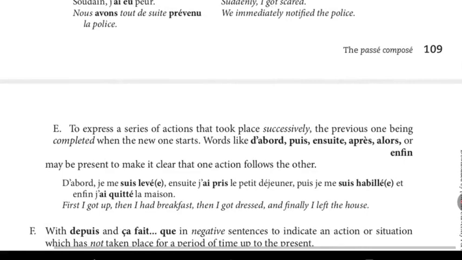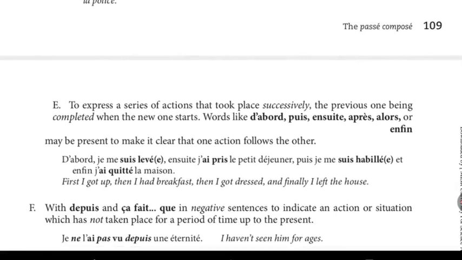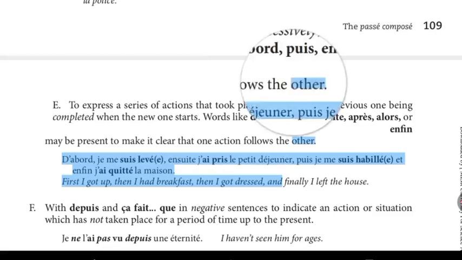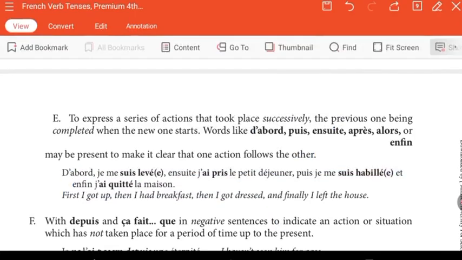And of course, at times you have a series of things happening, like what I do in the morning. Okay, I wake up in the morning, je me suis levé, je me suis lavé, et puis je me suis brossé les dents, et après, so we have words like d'abord, puis, ensuite, après, alors, just to show us the series of events. In the past, we use passé composé. So these are various things to note when you come to passé composé.